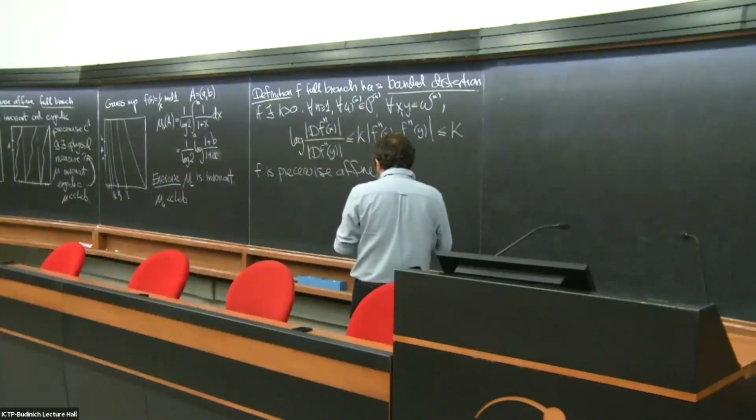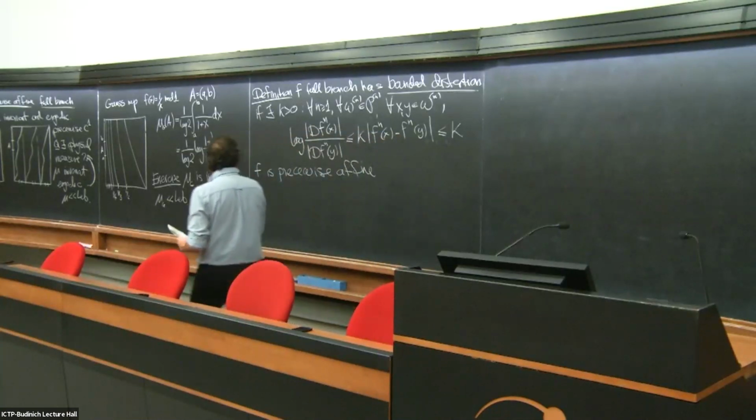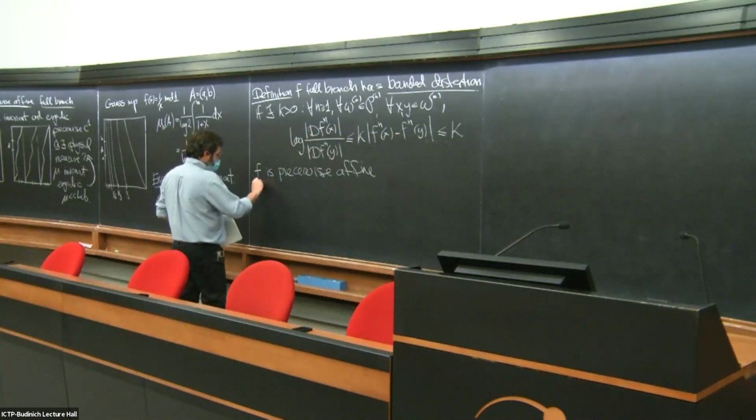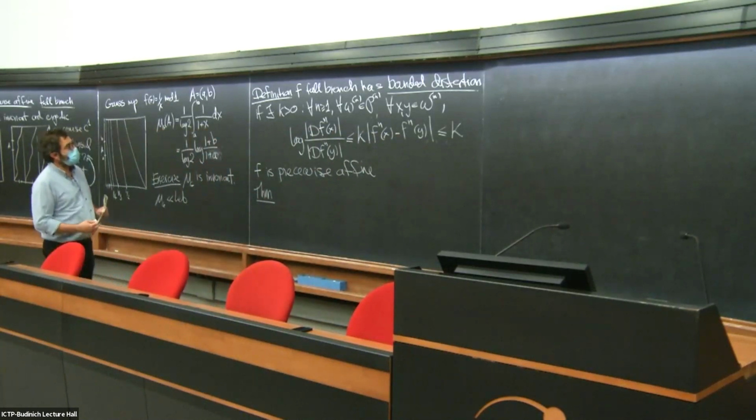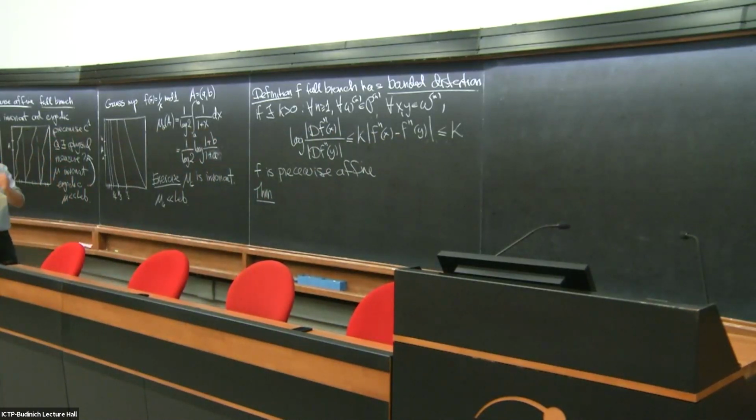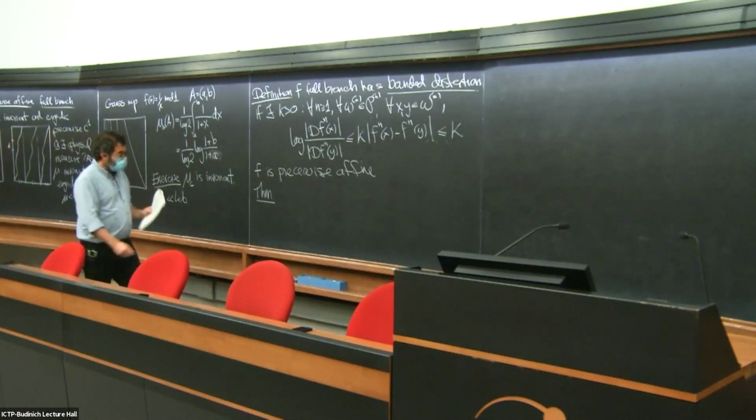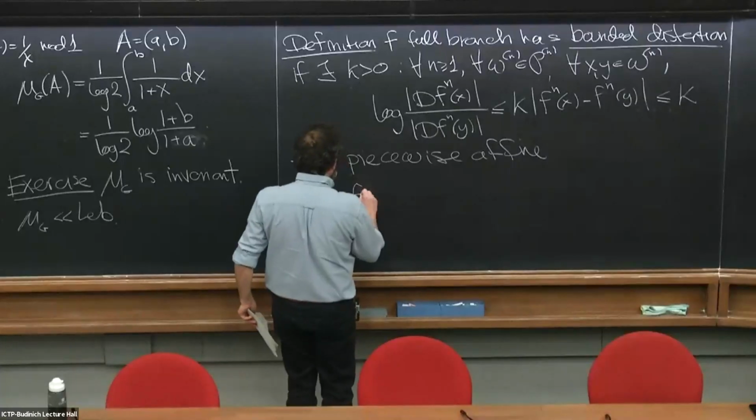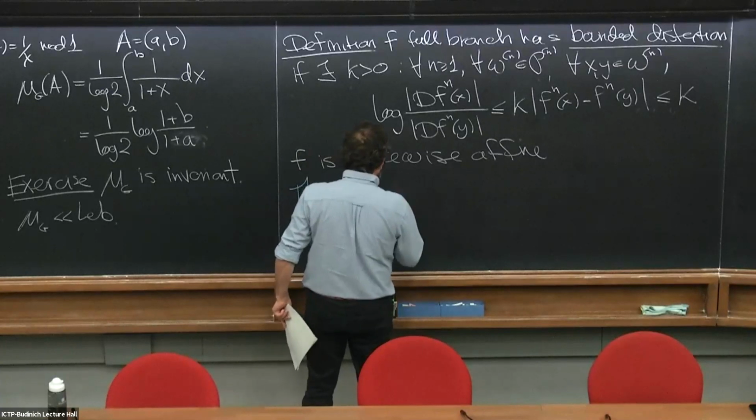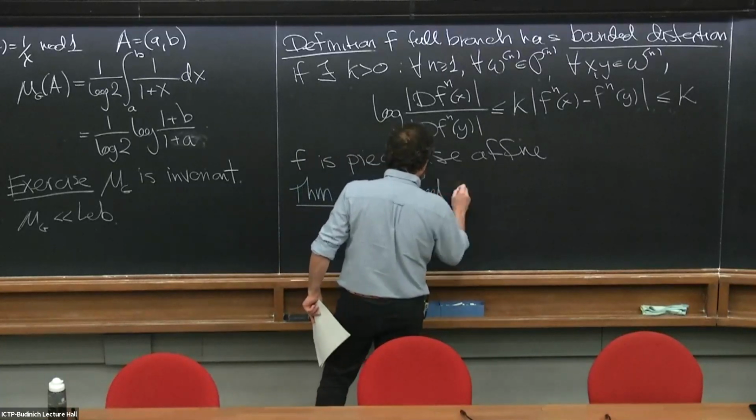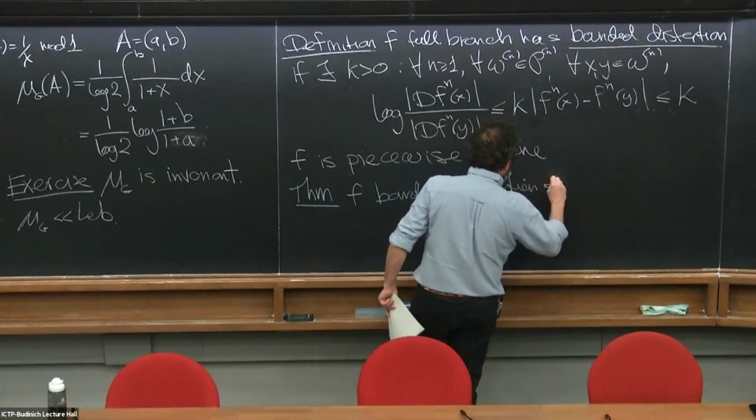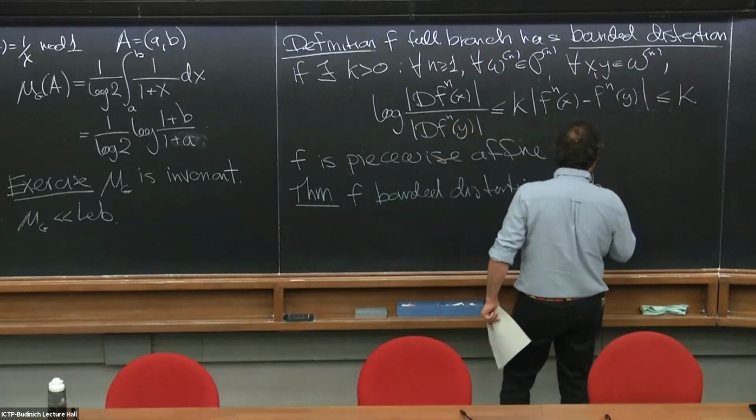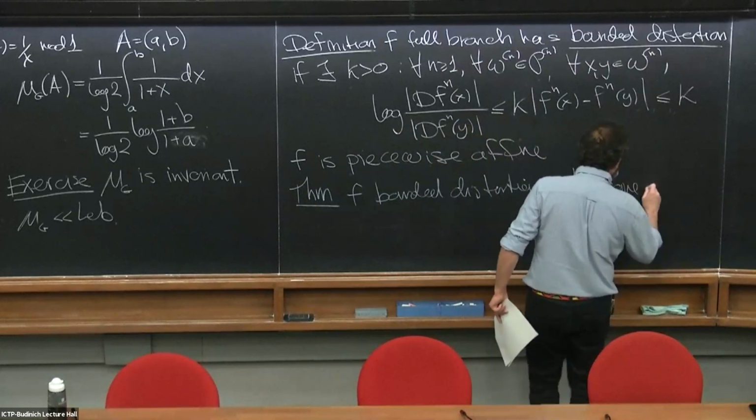So what's the motivation behind this? So we'll first summarize the results that we're going to prove to motivate it, and then we will start doing the proofs. So the first theorem: if F is a full branch map with bounded distortion, this implies that Lebesgue measure is ergodic.